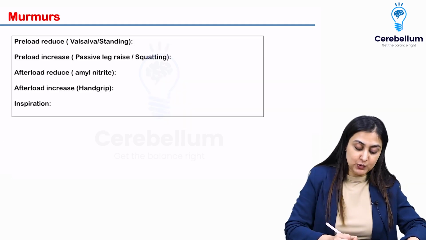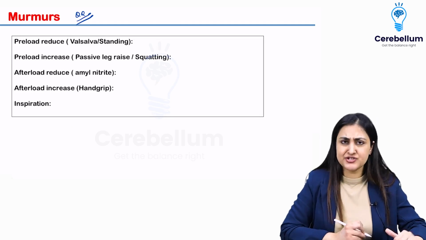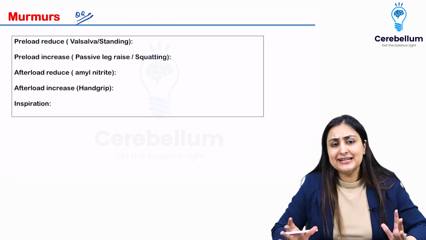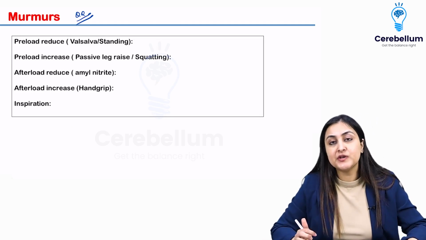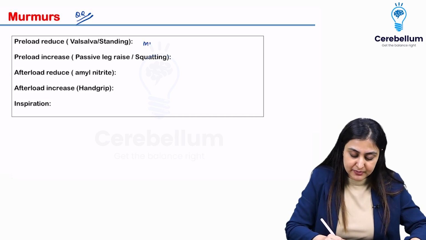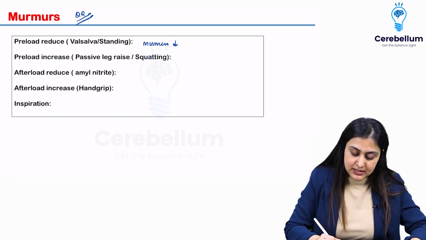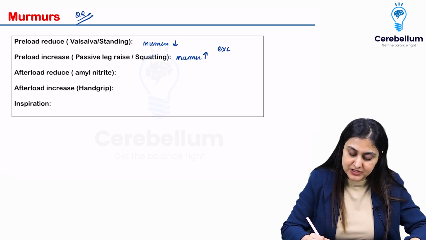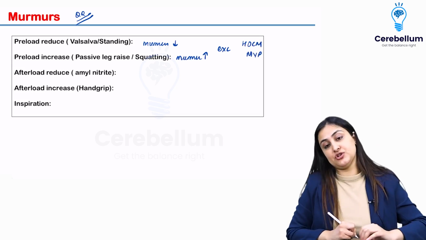Now, let's do the maneuvers. This is where you get a lot of basic questions from, very easy. Now, anytime I reduce the preload, what do you think is going to happen to the murmur? The murmurs are going to reduce. The murmurs are going to increase if the preload increases. And there are always going to be two exceptions which behave opposite, HOCM and mitral valve prolapse.